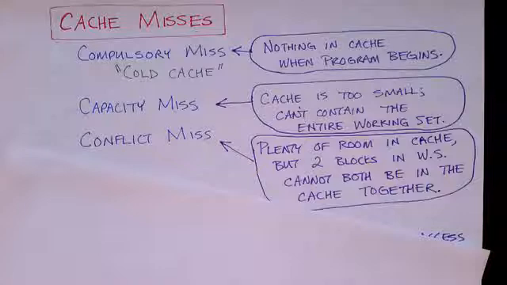And finally, we have a conflict miss. Here the idea is you've got plenty of room in the cache, but there are two blocks in the working set that happen to map into the same part of the cache so that they cannot both be in the cache at the same time. So even though there's plenty of room in other parts of the cache, because of the way the cache mapping occurs, there's a conflict miss.